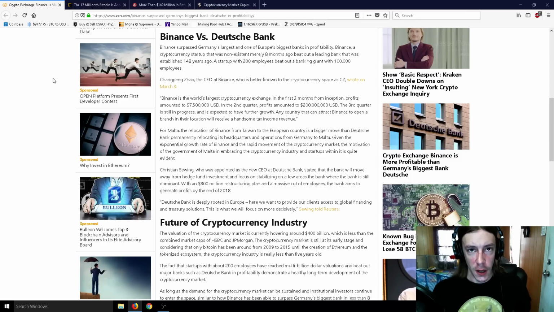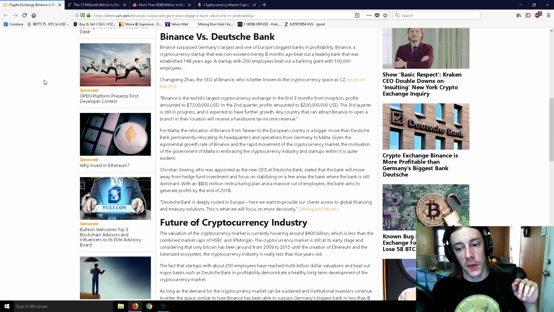For Malta, the relocation of Binance from Taiwan to the European country is a bigger move than Deutsche Bank permanently relocating its headquarters and operations from Germany to Malta. Given the exponential growth rate of Binance and the rapid movement of the cryptocurrency market, the motivation of the government of Malta in embracing the cryptocurrency industry and startups within it is quite evident.